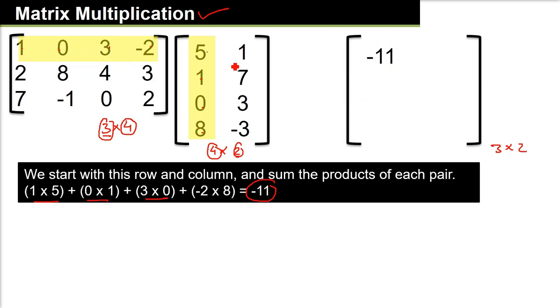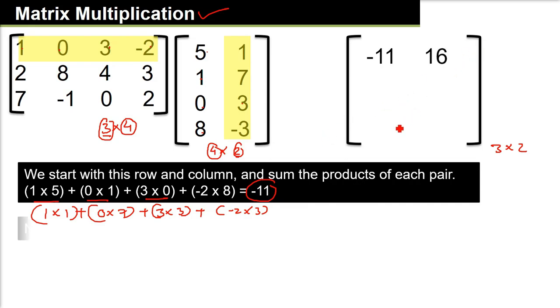We have to complete the first row with all the columns in the second matrix. So I'll just do it. 1 into 1. Write it here. 0 into 7. Write it here. Then 3 into 3. 3 multiplied by 3. Write it here. Negative 2 into negative 3. Write it here. And just add them. When you add them, what will be the final value? The final value will be 16. It will be put here.